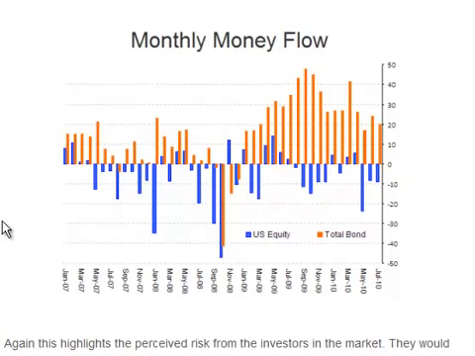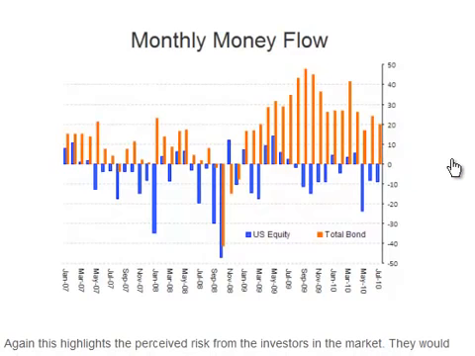Here's the monthly flow of money into mutual funds, and you can see that U.S. equities are in blue and the bonds are in orange here, and you can see that over the last couple of months, and really since the beginning of 2009 and 2010, there's been a lot of money flowing into bonds while money has been flowing out of equities. And you can see that most recently in May and June and July here, there's been a lot of outflow of cash from the equity or stock markets and a lot more inflow into the bonds.